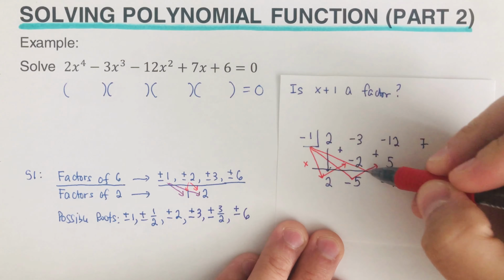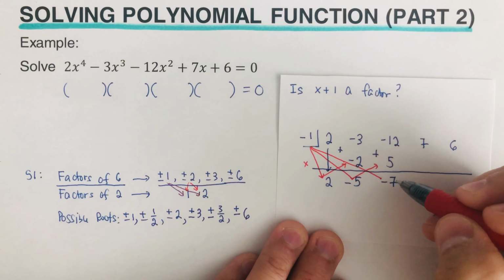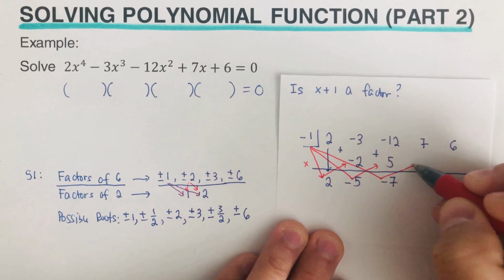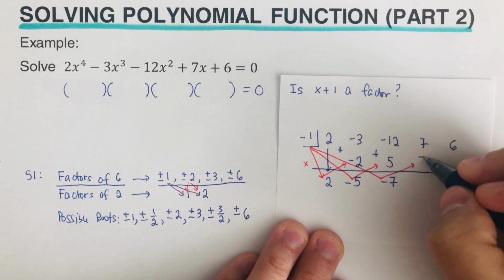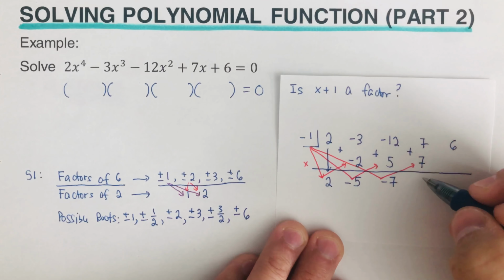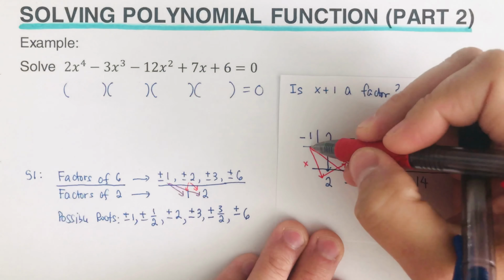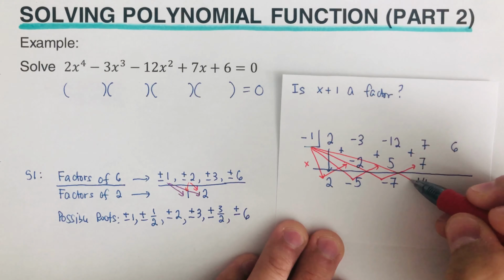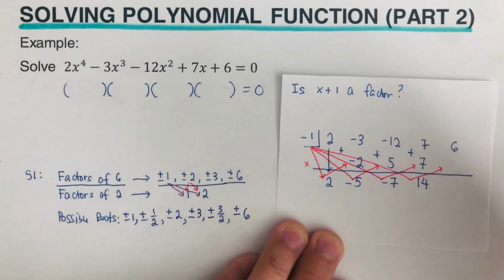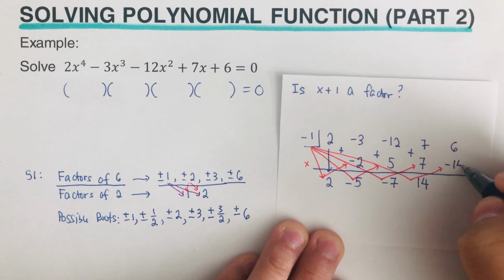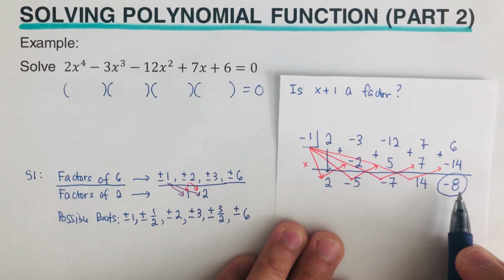Negative 1 times negative 7 is a positive 7. So I'm going to put that up here, and then we're going to add these two together. So this would come out to 14. And then negative 1 times 14 is negative 14. I'm going to write that up here, and add these two together. So it's negative 8. Now, as you can see here, our remainder is not 0.